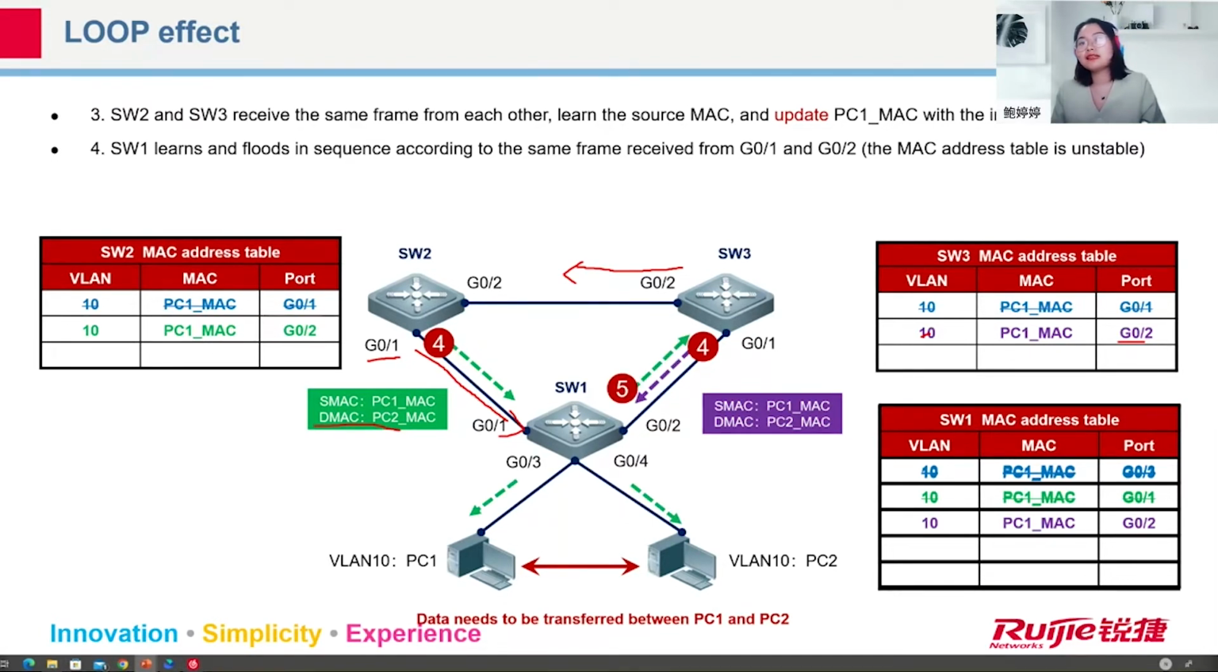Okay, so this is the next step, right? Once switch 1 receives a message from switch 2, it also will flood: flood to switch 3, to PC1, and to PC2. So this is the effect.